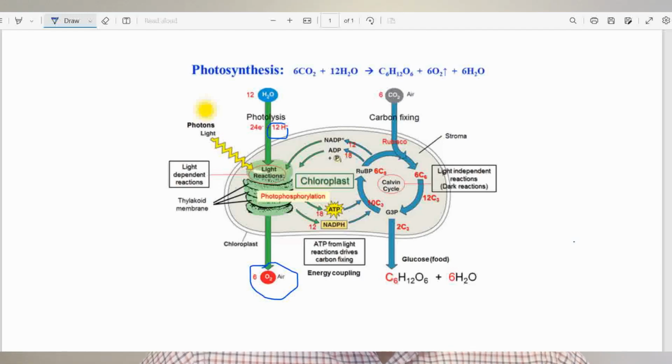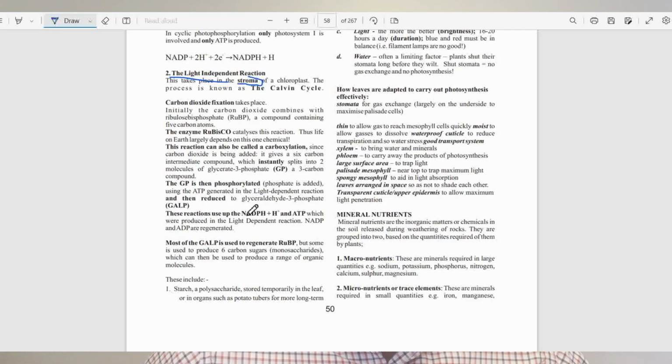Now, going to the dark stage of photosynthesis, let me quickly go back to the Explicit Biology book. Now, in the dark stage, this is what happens. You have the enzyme called Rubisco, which catalyzes the reaction. This reaction can be called carboxylation or carbon fixation. Carbon dioxide is added and it gives a 6-carbon intermediate compound, which instantly splits into two molecules of glycerate 3-phosphate, which is called GP, and a carbon compound.